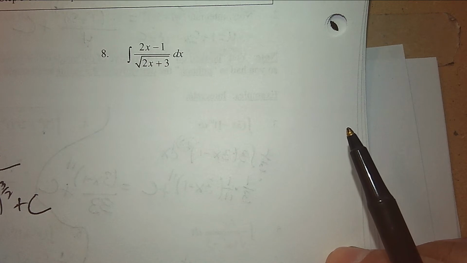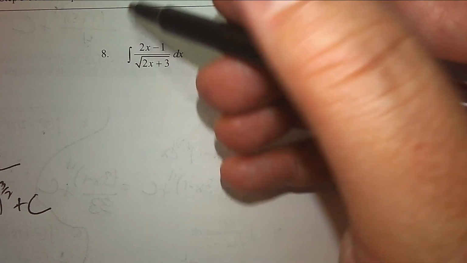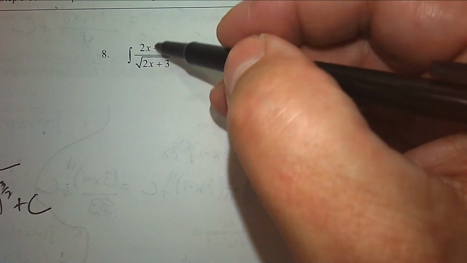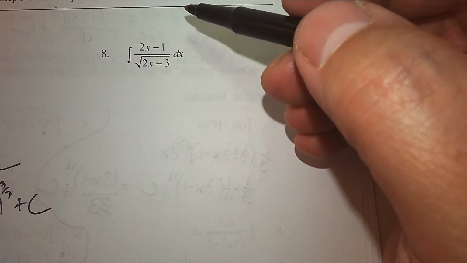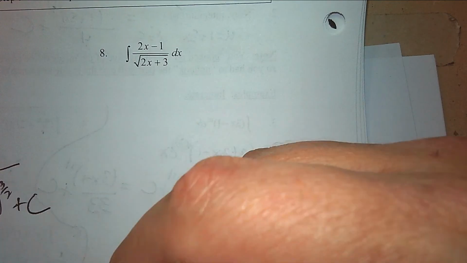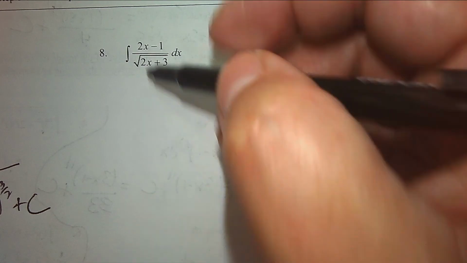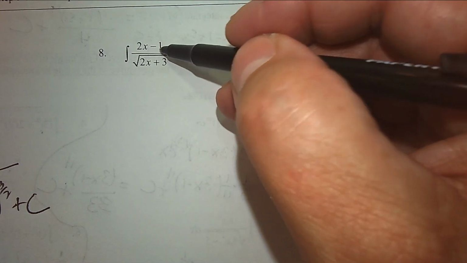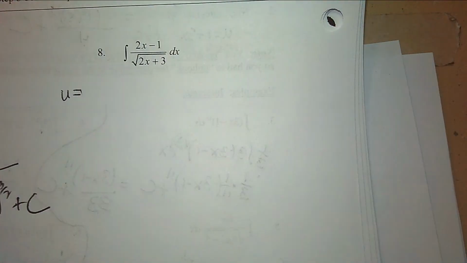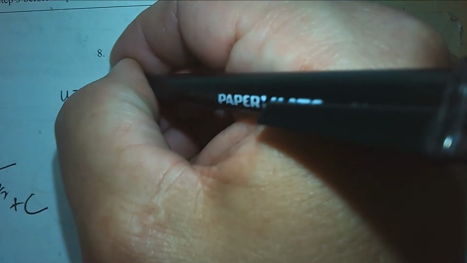Silly x. If it said just a constant, like the number 6 on top, I can manipulate a constant and not have to do the substitution. But because it doesn't match that way, I have to set up what u equals. What's underneath the square root sign? 2x plus 3.